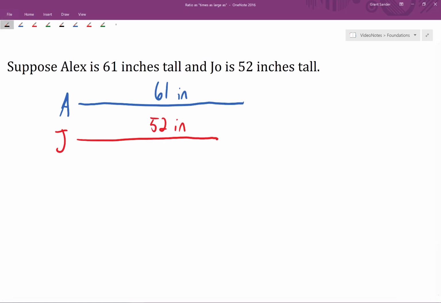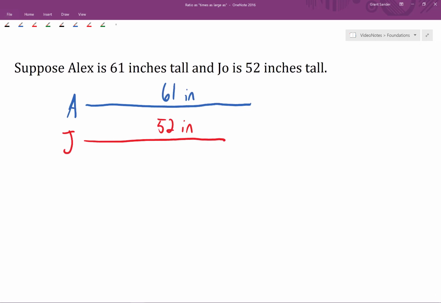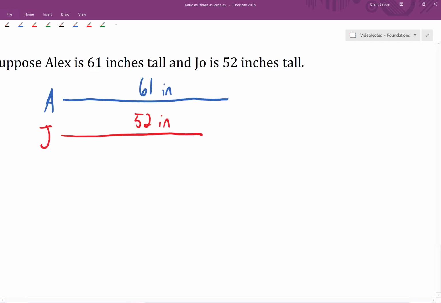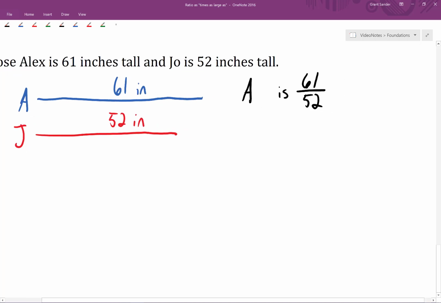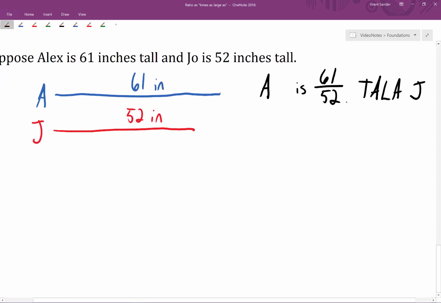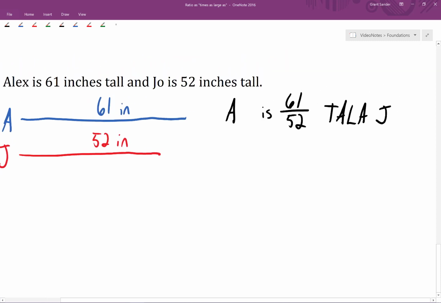So maybe we want to compare these two heights in a times as large as type of way. We might say Alex's height is more than 1 times as large as Joe's height. But we can actually be very precise about this. We could say Alex's height, A for Alex's height in inches, is 61 divided by 52 times as large as Joe's height. Alex's height is 61 inches, Joe's height is 52 inches, so Alex's height is 61 divided by 52 times as large as Joe's height.